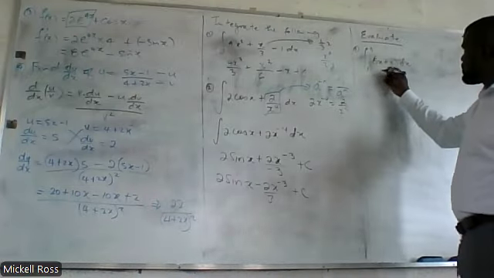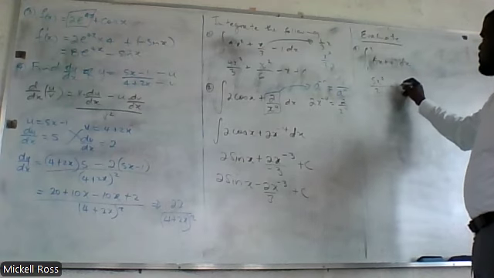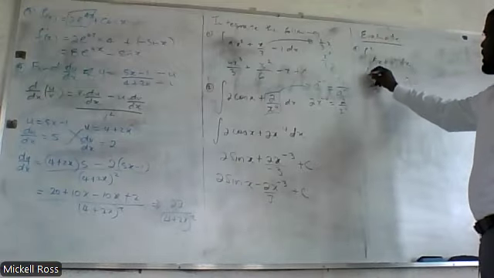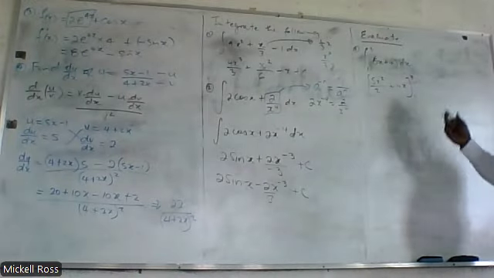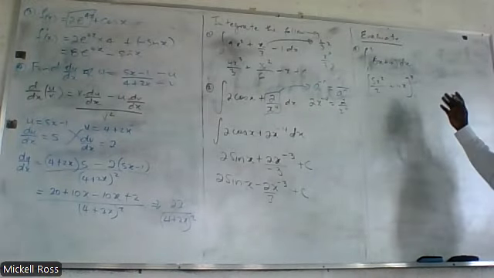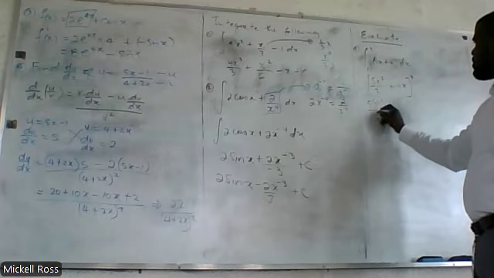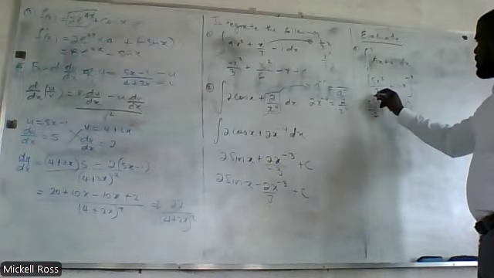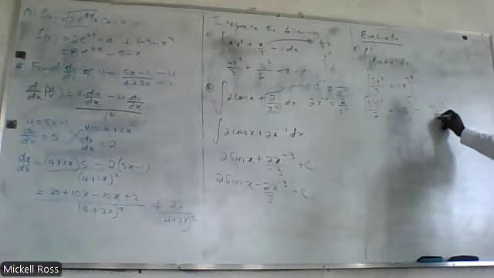Integrate, add 1 to the power divided by the new power, so it's 5x squared over 2 plus the integral of the constant, 4x, and we are integrating from 1 to 3. So this is when x is 3 and when x is 1. So this is going to be 5 times 3 squared over 2 plus 4 times 3, and then minus 5 times 1 squared over 2 plus 4 times 1.